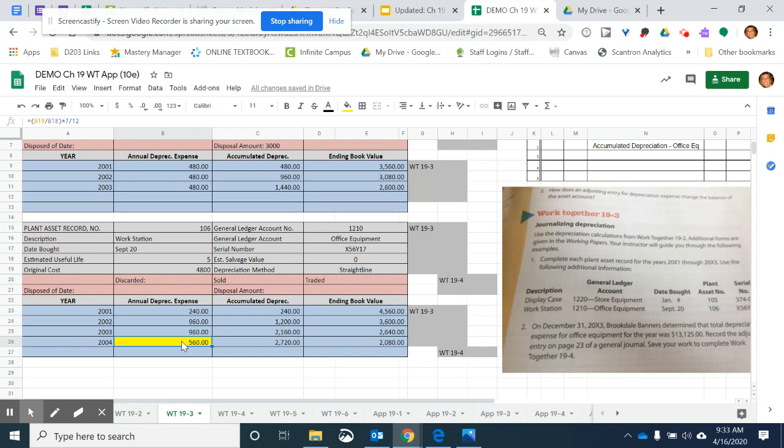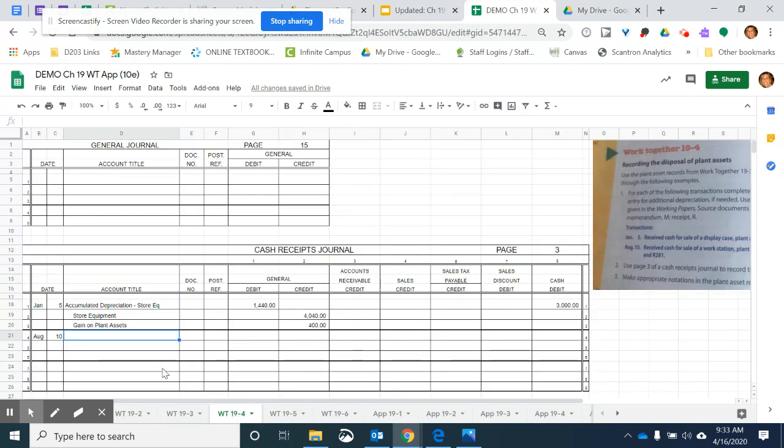And that was exactly 4 years. The fact that we're getting rid of this thing before the estimated useful life of 5 years means that we're going to have to do something in the general journal later as well. So let's go back to our cash receipts journal and put in the information we know. We know we got $2,000. We could cell reference that, but I'm not going to. We're just going to type in $2,000.